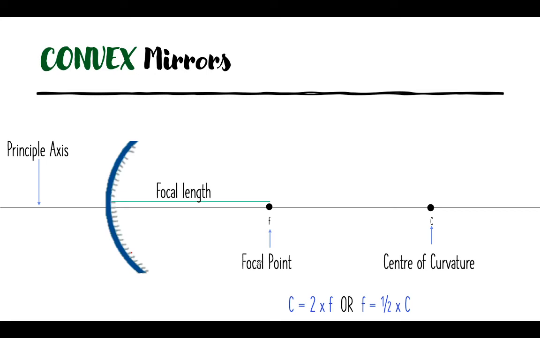Okay, so the key difference between the concave and convex mirrors is the location of the F and C. In a concave mirror, it's on the reflective side. In a convex mirror, it's on the opaque side.